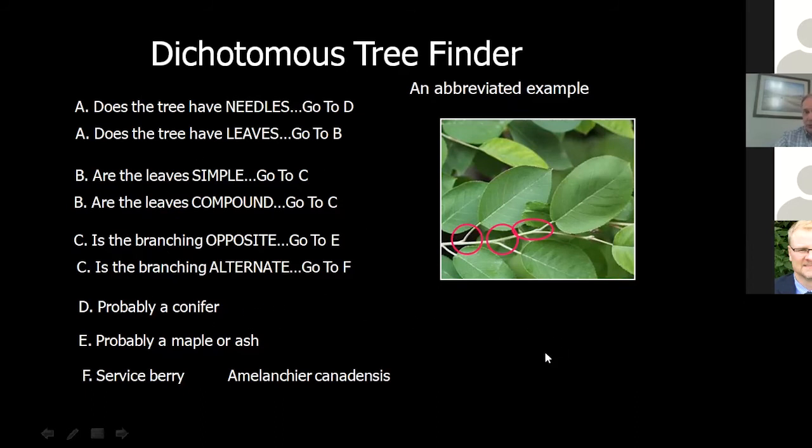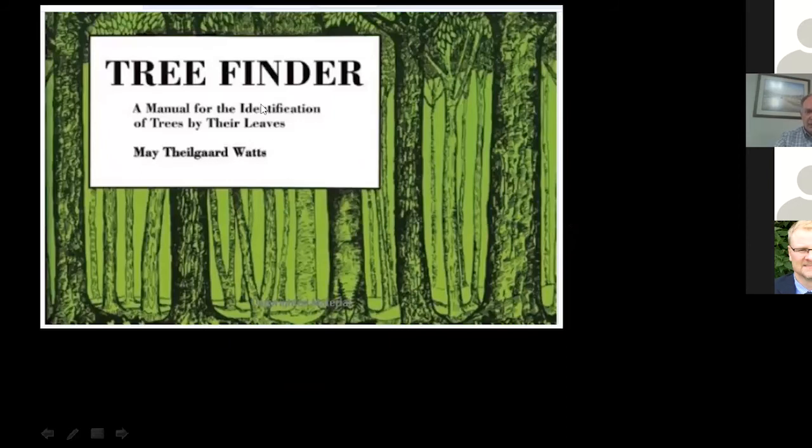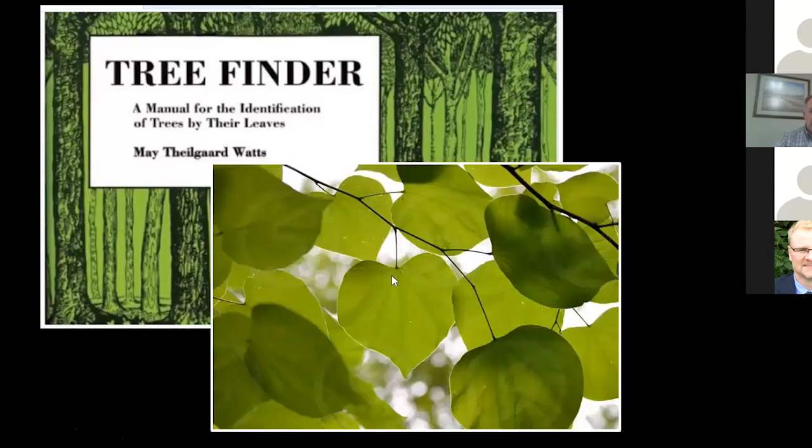Now we'll get a little more complicated. Here's the Tree Finder book that we're going to be using. I'm going to be turning the pages for you here momentarily. And this is the leaf that we're going to be looking at. Now, I know what everybody's going to say, and they're going to sit back and take it easy. At least they think they are in the next few minutes.